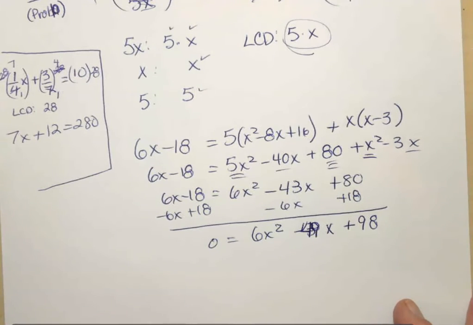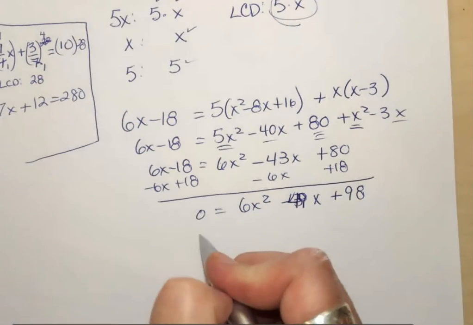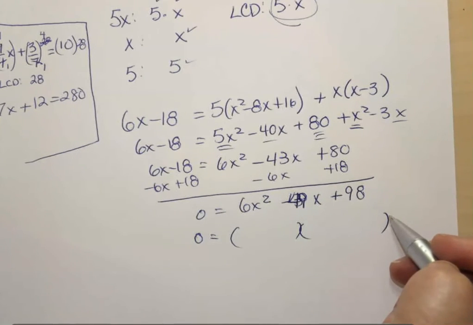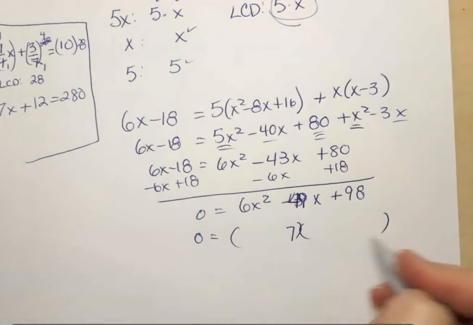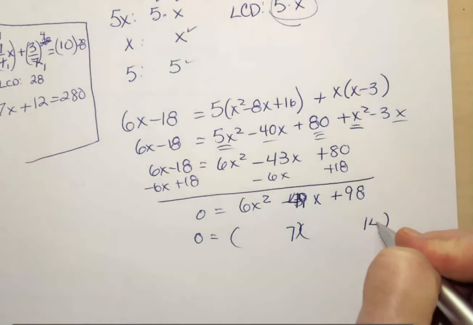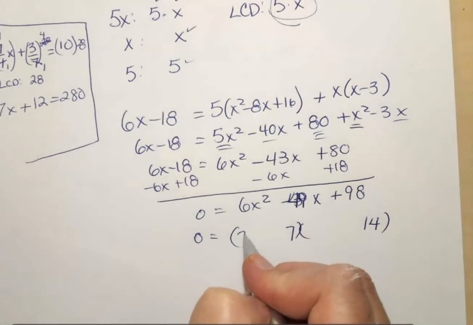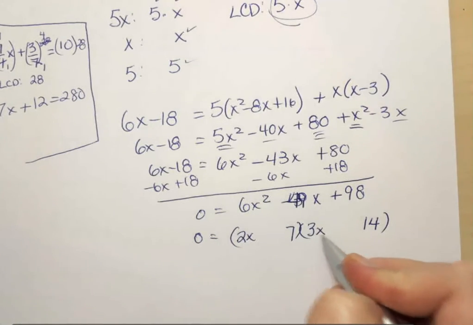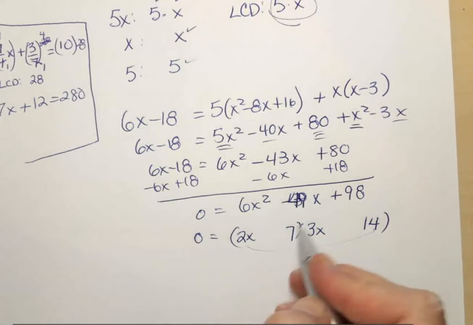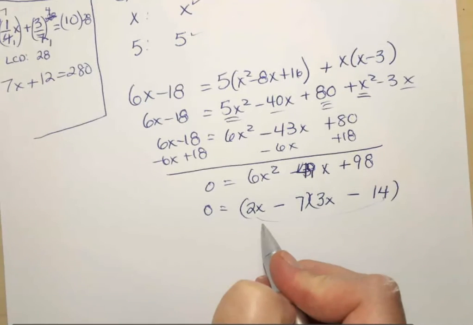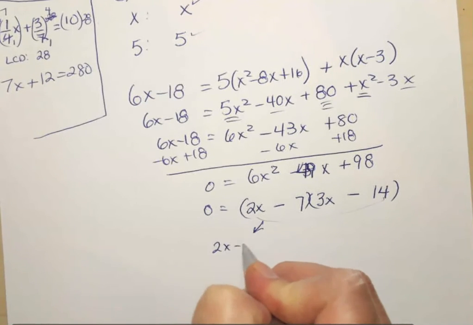So what we might want to do is possibly factor that, or use the quadratic formula. I think I can get some factors to come out of that. If I had, let's see, a 7 times 14 gives me 98. And a 2x and a 3x. Let's see if that works. 28x and 21x gives me 49x. So that works. And now I'm going to set each of those equal to 0 and solve.